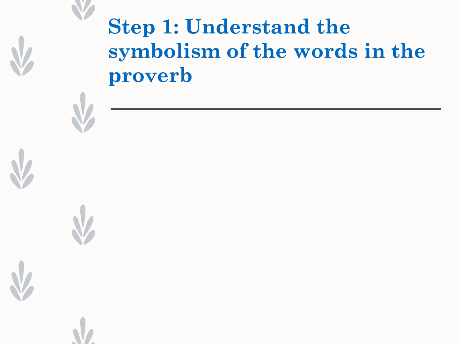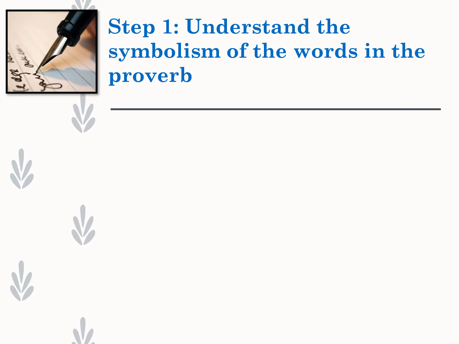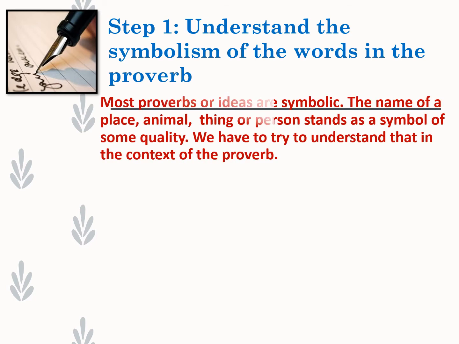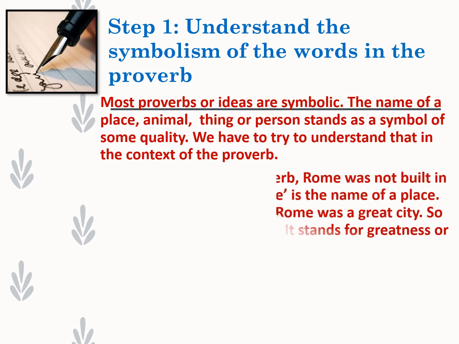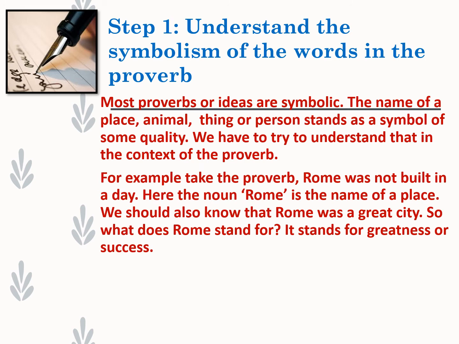Now let us take step 1. Understand the symbolism of the words in the proverb. Most proverbs or ideas are symbolic. So the symbols used are the name of a place, animal, thing or person. Now we have to try to understand what symbol and what is the meaning in that proverb. For example, we take the proverb, Rome was not built in a day.